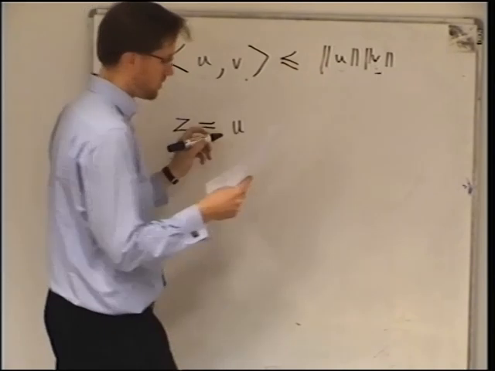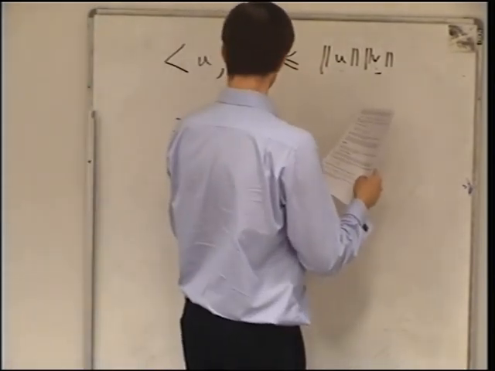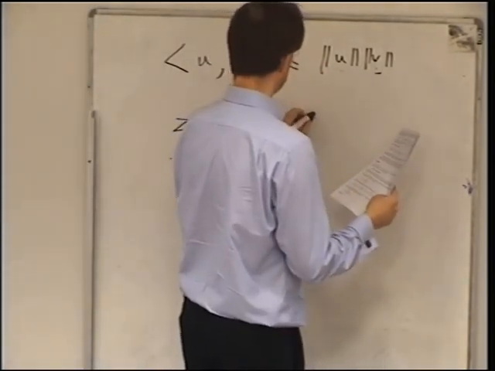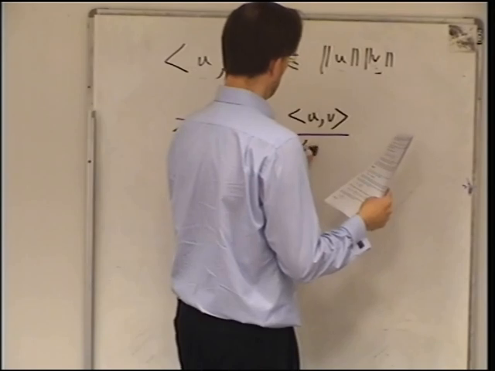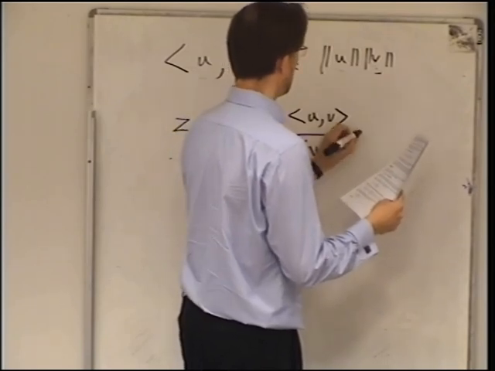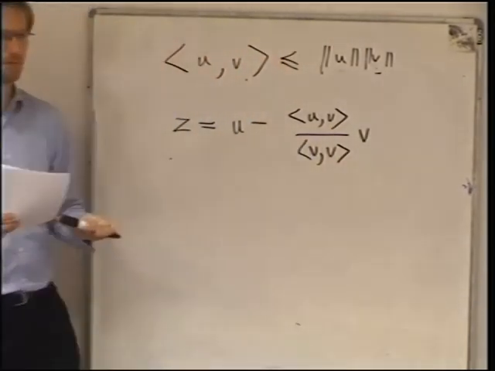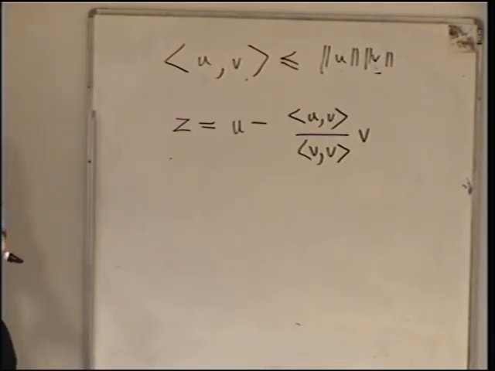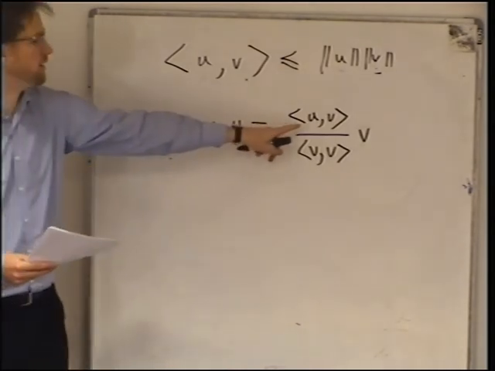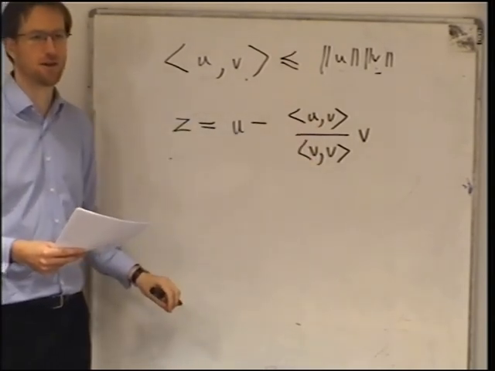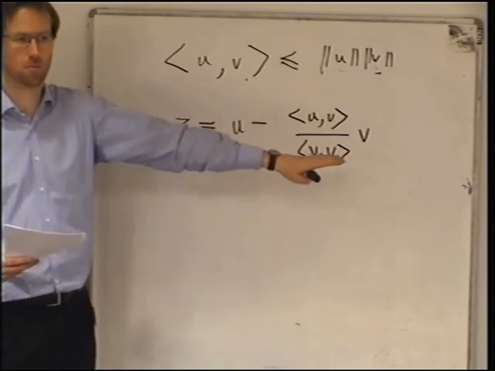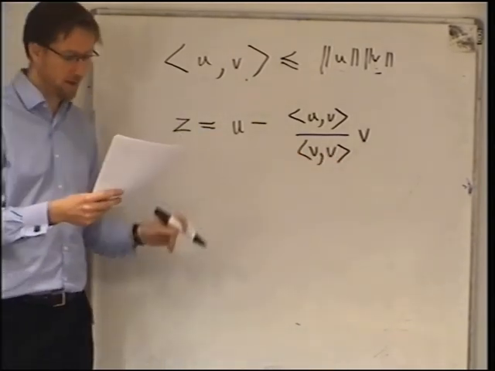So I'm going to make a new vector z, which I'm going to call u minus (u,v) over (v,v) times v. So this is not a big surprise. If you actually look at what he's done here, this thing is the length of the projection of u onto v scaled by v. So he's actually written out what I drew on the board. And he's going to use that.